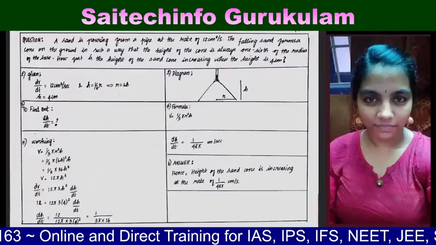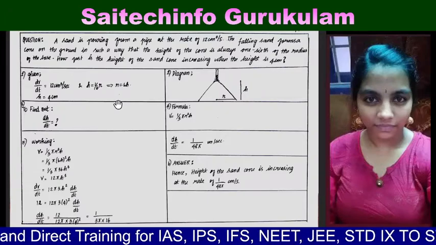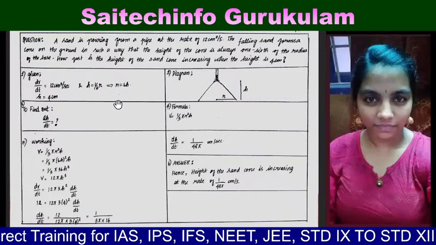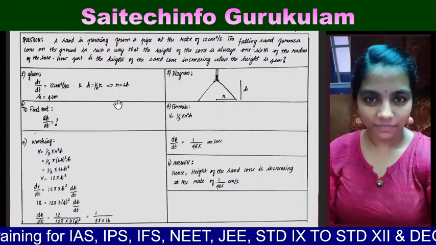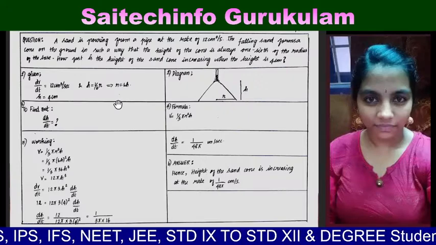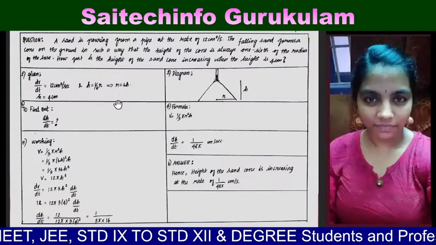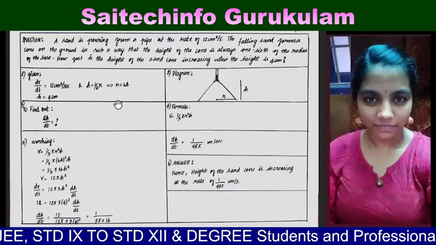Next sum, a sand is pouring from a pipe at the rate of 12 centimeter cube per second. The falling sand forms a cone on the ground in such a way that the height of the cone is always 1/6 of the radius of the base. How fast is the height of the sand cone increasing when the height is 4 centimeter?